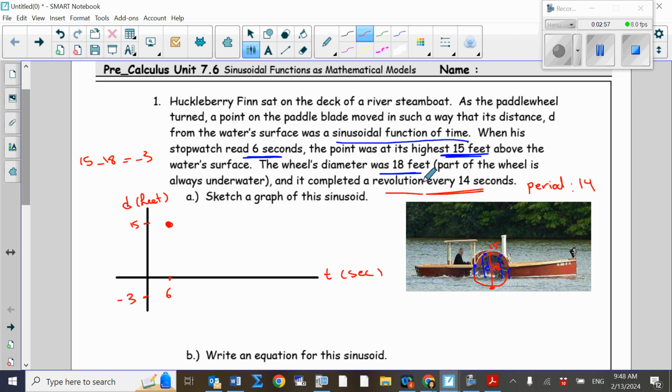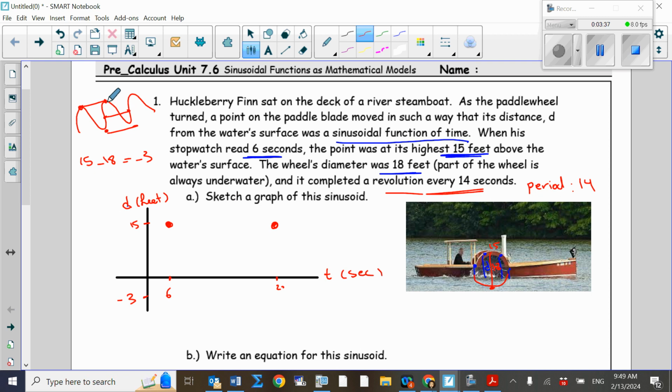It completed a revolution every 14 seconds. So one revolution on a sinusoidal function is always one period of the function, which is the distance between two high points or two low points or every other midpoint. These are all one cycle or one period of the function. So if I already have one high point, the period of the function will be 14 seconds after that, and at 20 we're going to have another high point because this is one cycle.